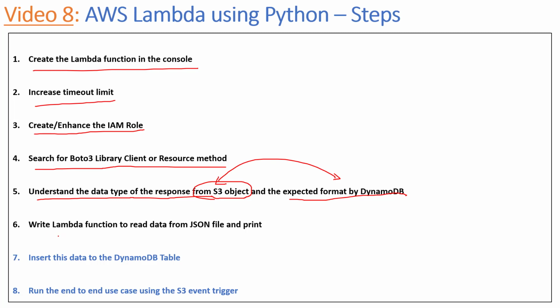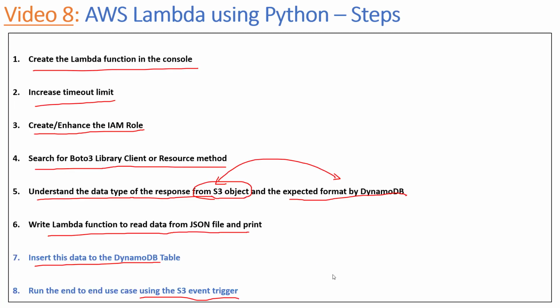Then finally, we'll write the Lambda function to read the data from the JSON file and print it. In the 7th step, probably in the next video, we're going to insert the data into the DynamoDB table. And then finally, we'll run the end-to-end use case using the S3 event trigger.